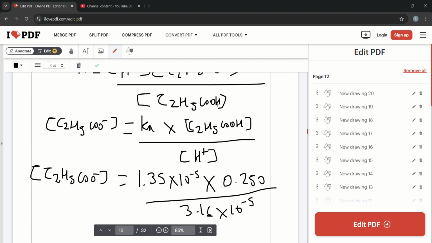The concentration of propanoic acid is given in the question. So 1.35 times 10 to the power minus 5 times 0.250 divided by 3.16 times 10 to the power minus 5, we get 0.1068.